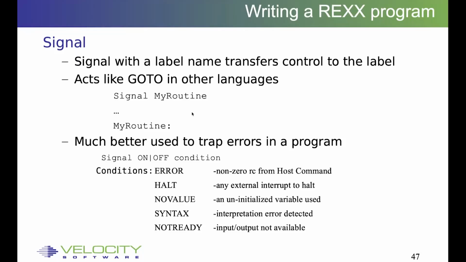So in this case, we have an on-off switch as part of the signal syntax, and condition is one of the conditions listed here. So there are a number of them that you can use. I typically use signal on syntax at the beginning of my program to catch potential interpretation errors. And then there's a routine that I execute called syntax that will display some debugging information.